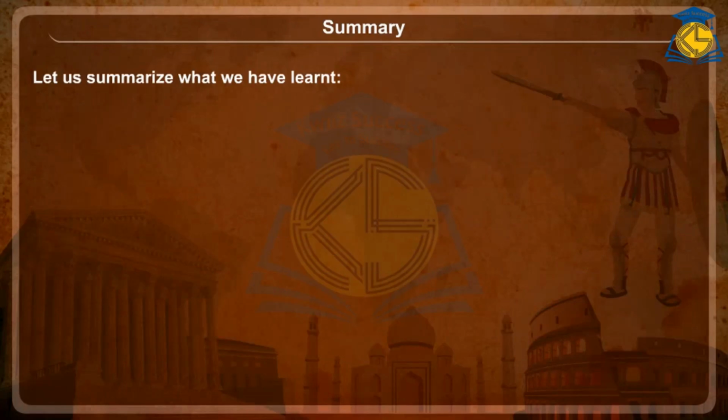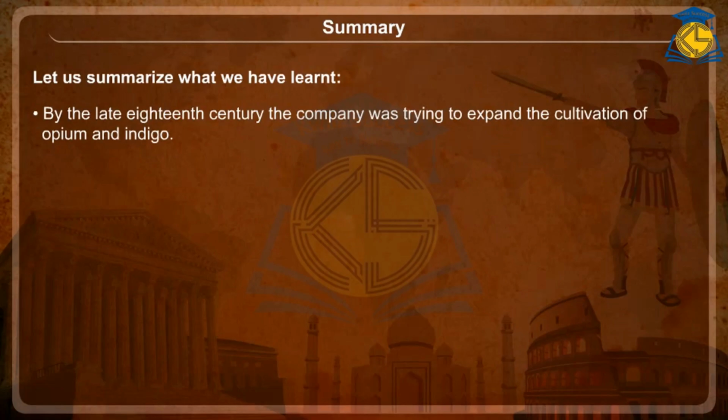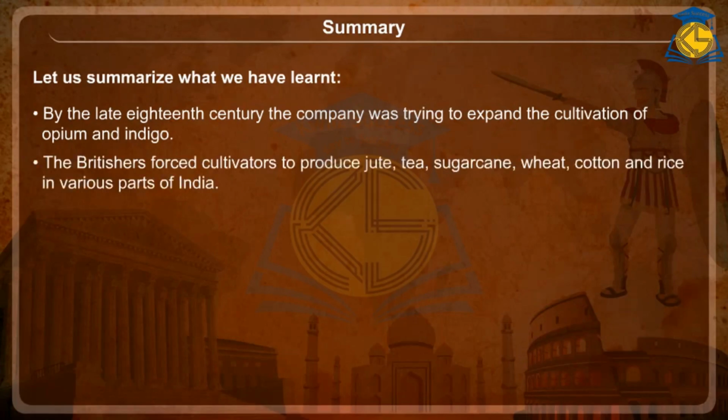By the late 18th century, the company was trying to expand the cultivation of opium and indigo. The Britishers forced cultivators to produce jute, tea, sugarcane, wheat, cotton and rice in various parts of India.